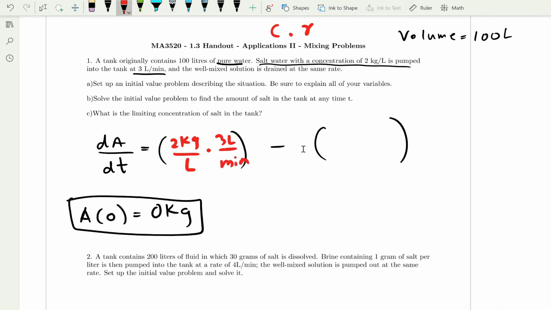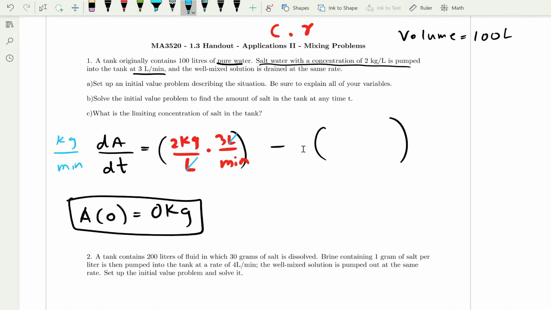Now look at the units. The liters cancel out. The units are going to be kilograms per minute, and that's exactly what you have on the left hand side: kilograms per minute, amount over time. Okay, so we are good with the inflow.